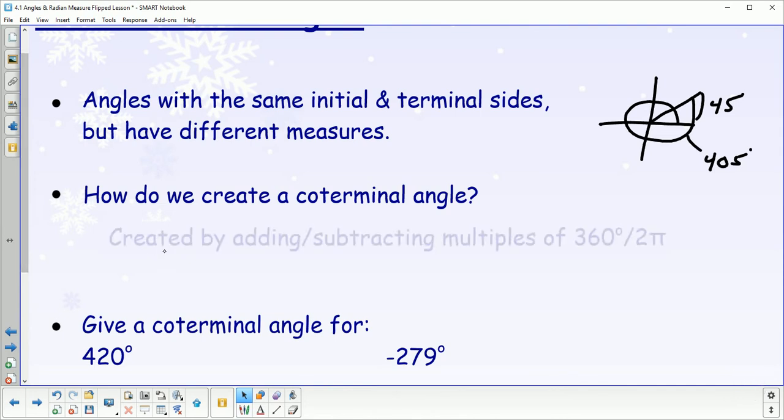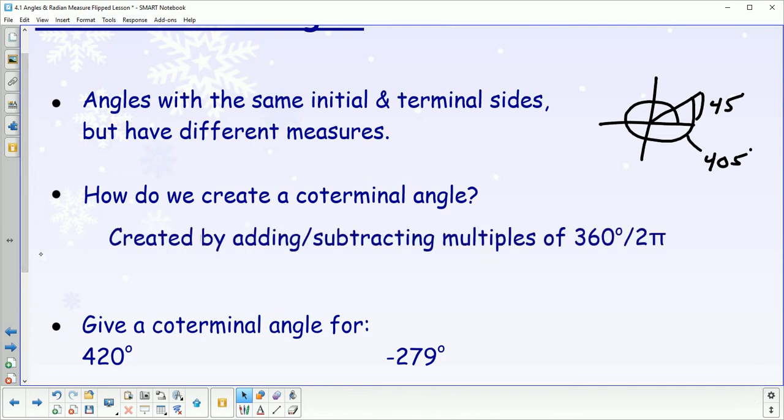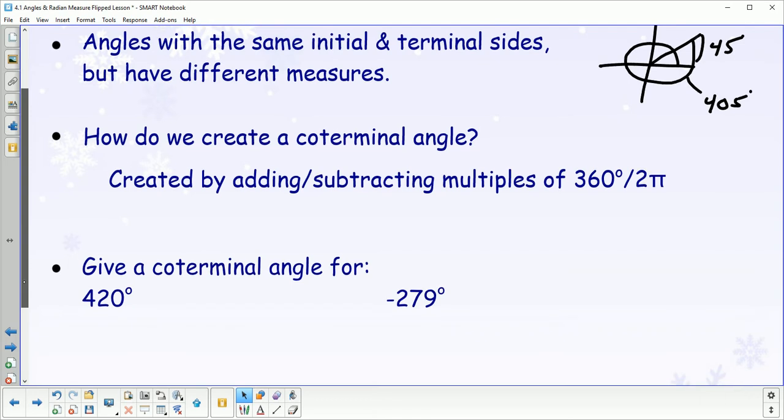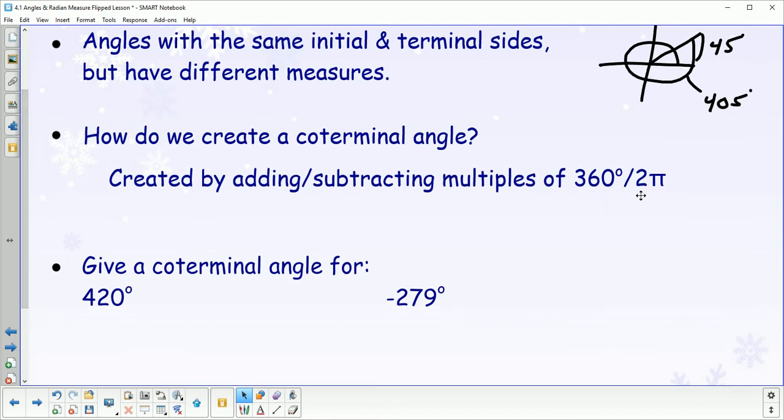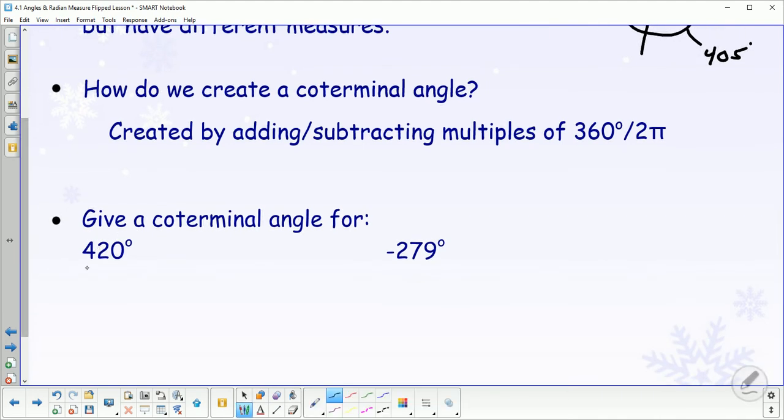So to create a coterminal angle, or to figure out what a coterminal angle is, we're just going to add or subtract multiples of 360 or pi, depending on if you're given degrees or radians. So when it is already more than 360, we subtract 360 to find it between 0 and 360, and so 420 minus 360 is going to give us a coterminal angle of 60 degrees.